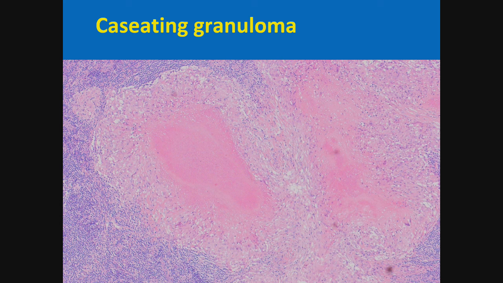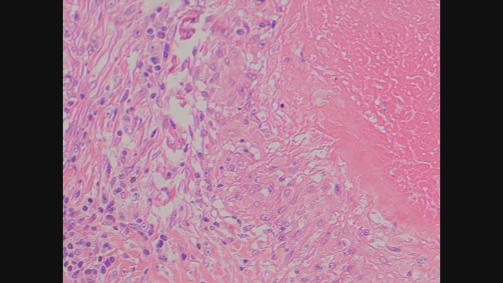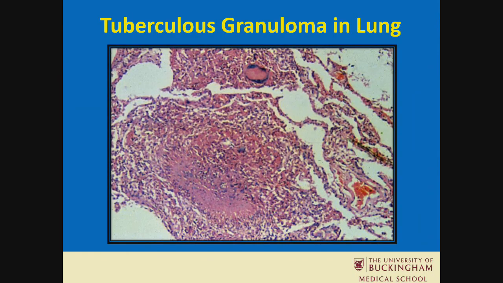So caseating granuloma is seen in tuberculosis. The cause of caseating granuloma is tuberculosis. So this is caseation, surrounded by epithelioid cells or granulomatous reaction. Caseation is homogeneous eosinophilic material. We see it under the light microscope as homogeneous eosinophilic material without any nuclear debris. So this is caseation, and these are epithelioid cells and lymphocytes, a caseating granuloma seen in tuberculosis.